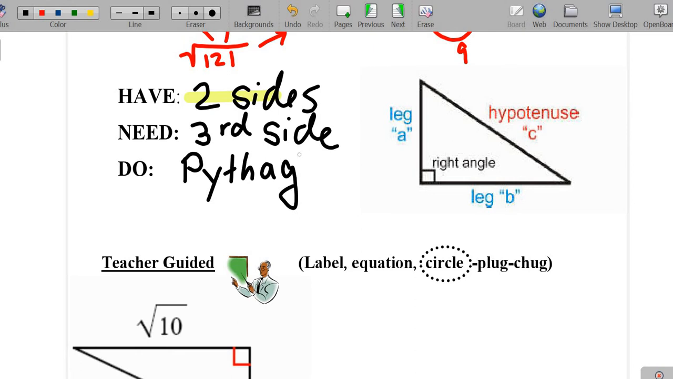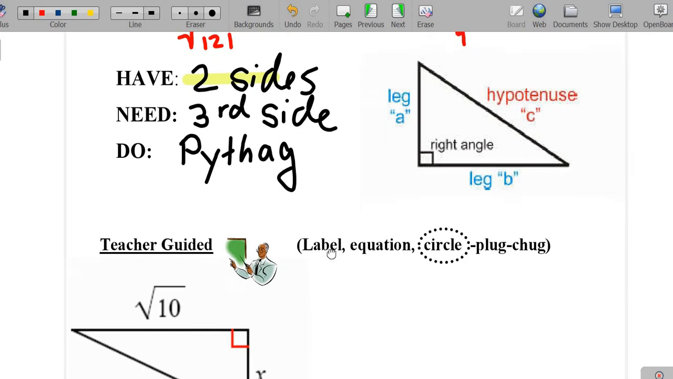So, in a moment, I'd like you to say this with me. If you have two sides, need third side, Pythag. If you have two sides, need a third side, Pythag. Say it with me. Have two sides, need third side, Pythag. We're going to do this together.